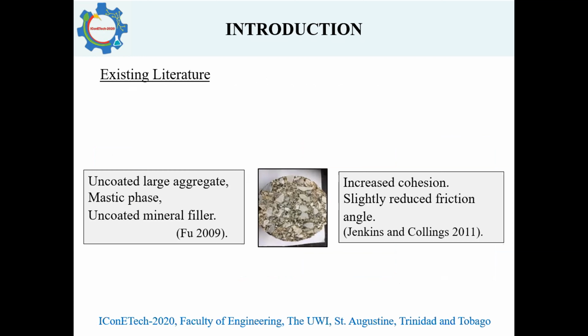Foam bitumen stabilized materials, referred to as BSMs, have been described by Fu to possess a microstructure consisting of an uncoated large aggregate phase, a foam bitumen fine filler bituminous mastic phase, and an uncoated mineral filler phase. Owing to this microstructure, researchers such as Jenkins and Collins have further described BSMs as a treated granular material or treated aggregate material with maintained granular characteristics, but with a notable improvement in cohesion.